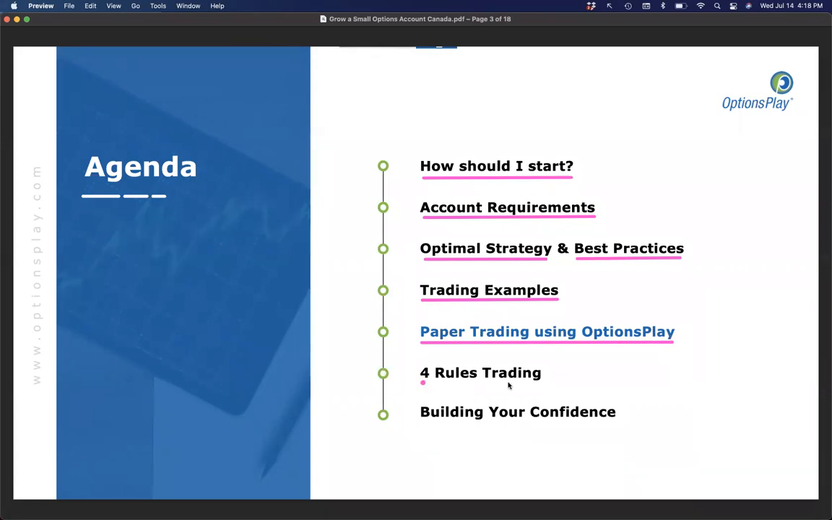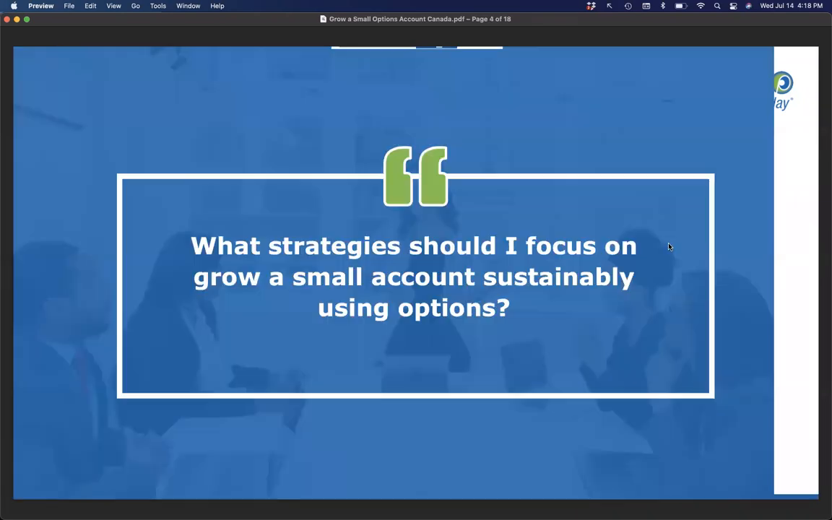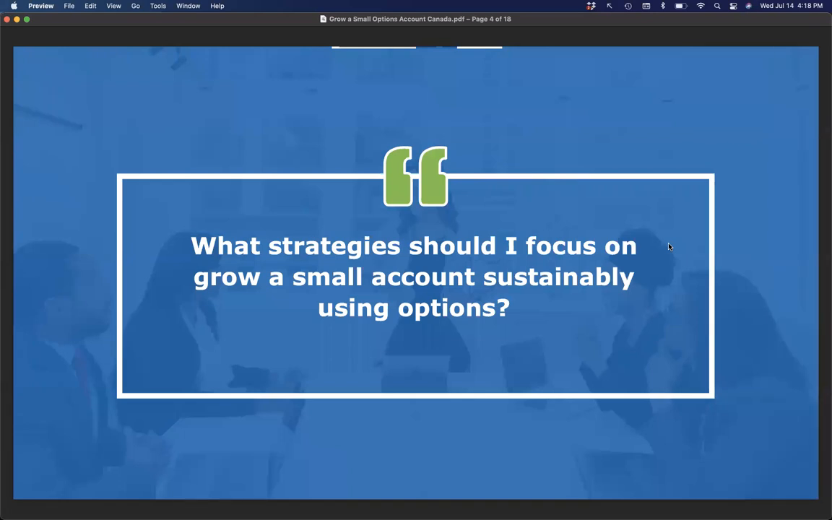Then I'm going to break down what I consider as the 4 rules for trading these types of strategies. These are 4 rules that you cannot break, and then hopefully show you how you can build your confidence by following the steps that we're going to lay out here from today's session. But the primary thing that I want to help investors walk away from today's session with is a clear understanding as to what strategies I should focus on in order to grow a small account sustainably using options.